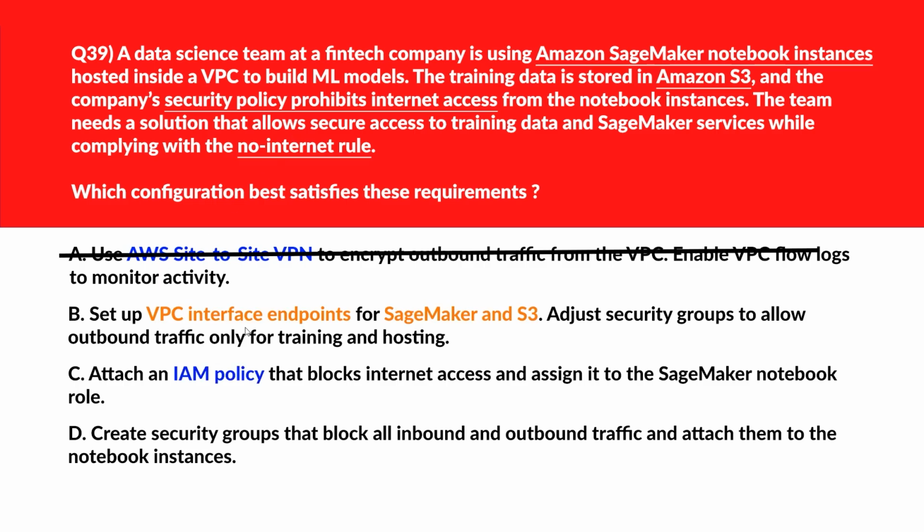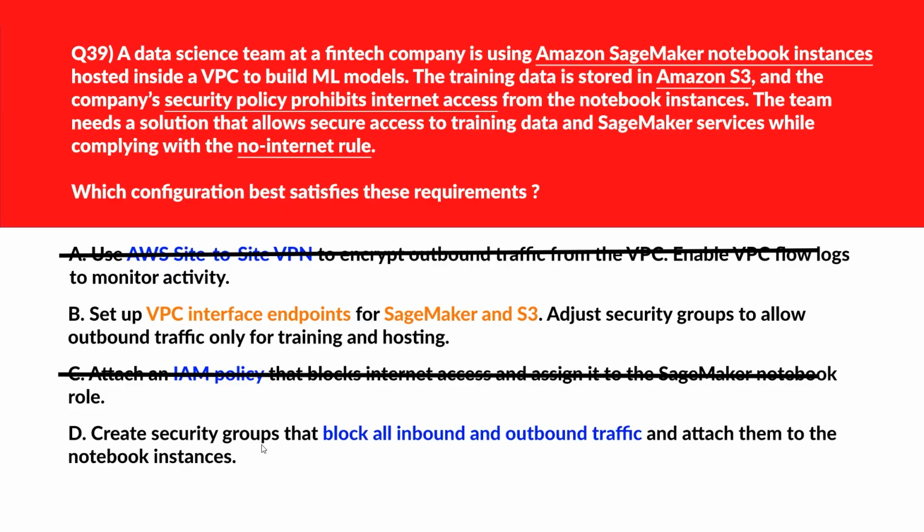B says set up VPC interface endpoints for SageMaker and S3. Adjust security groups to allow outbound traffic only for training and hosting. VPC interface endpoints allow secure private access to SageMaker and S3 without internet connectivity. Looks good, we can keep this. We'll move to C. C says attach IAM policy that blocks internet access and assign it to SageMaker notebook role. IAM policy control permissions, not network routing or connectivity. Incorrect. We'll move to now D.